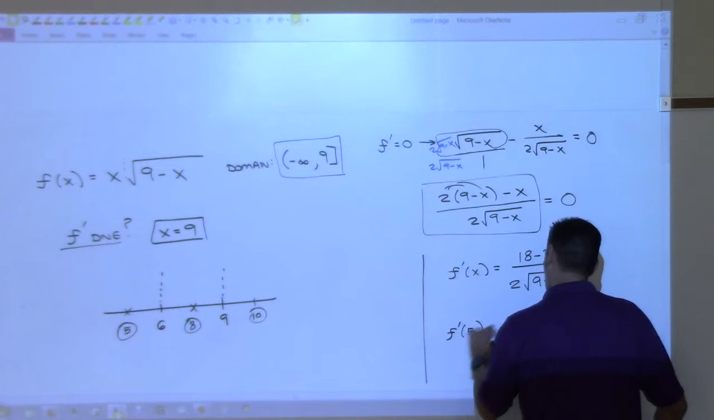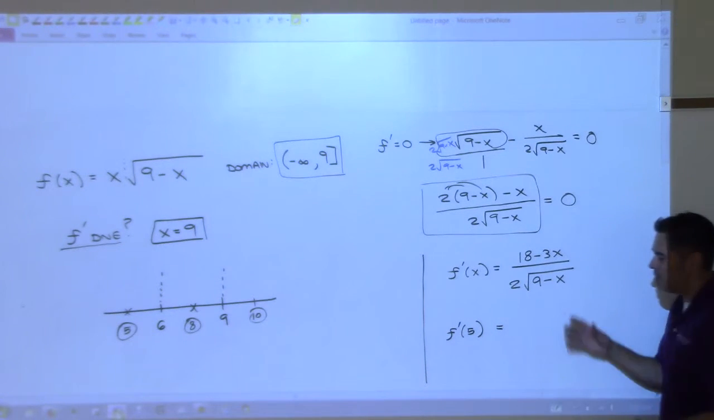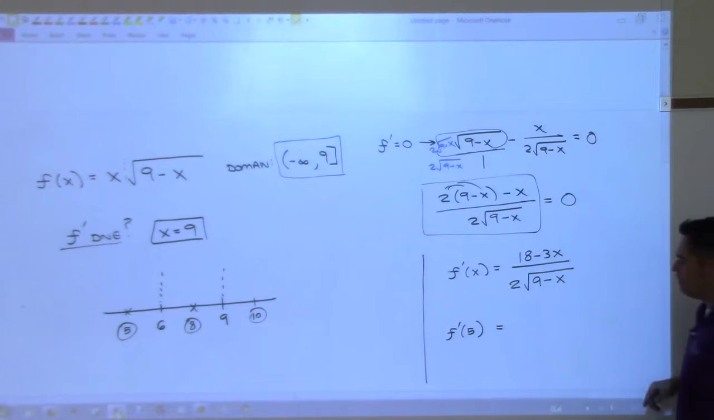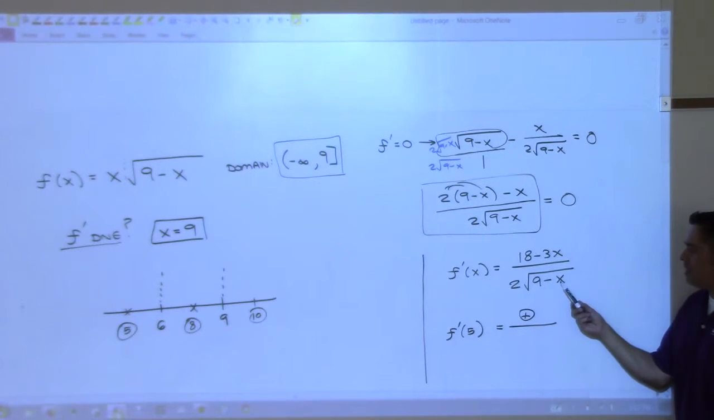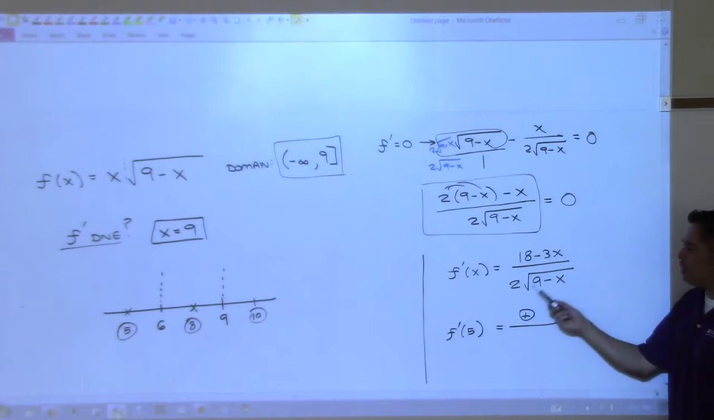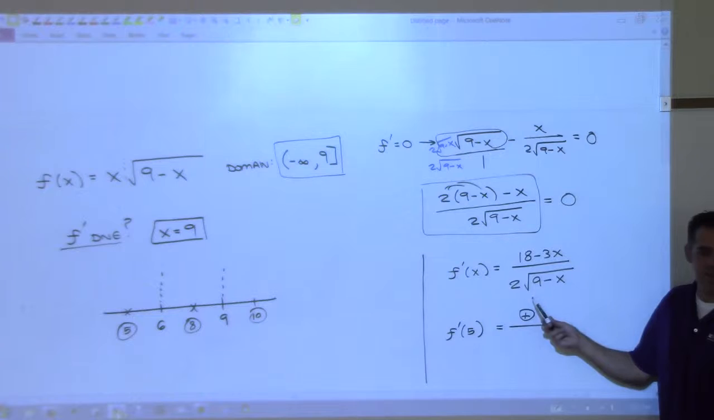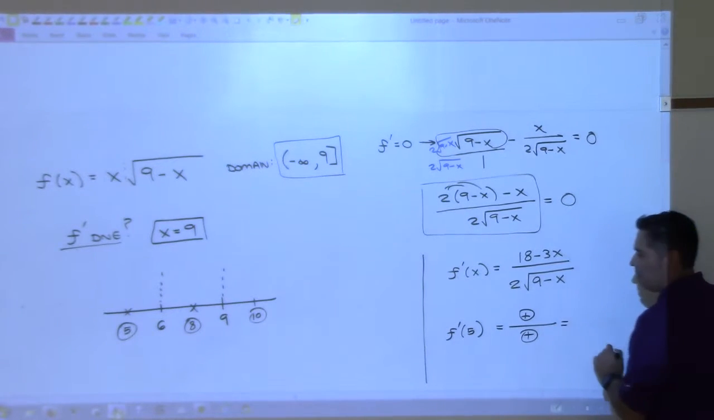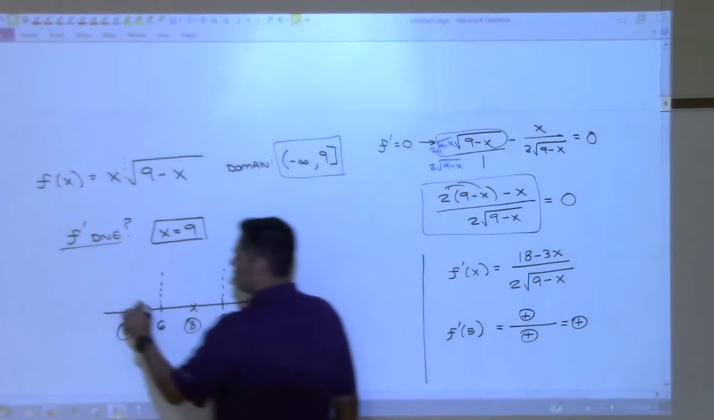5. Let's go with 5. So if I plug 5 in here, I'm going to play that same game of just figuring out if it's positive or negative. 5 here is 15. 18 minus 15 is positive. Over 9 minus 5 is positive. Square root of a positive number is positive. Times 2 is still positive. Everything's positive down here, right? What's a positive divided by a positive? Positive, okay. So I know that my original function here is going up.